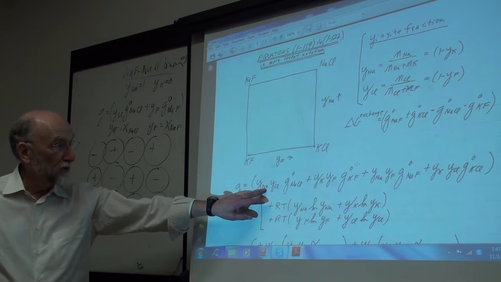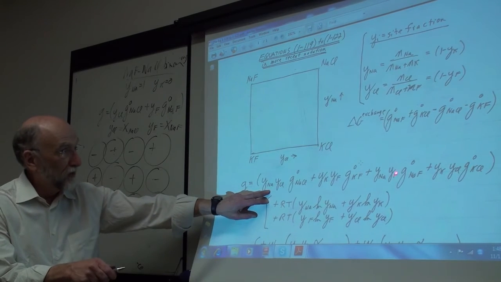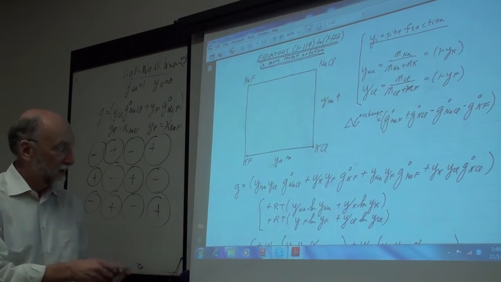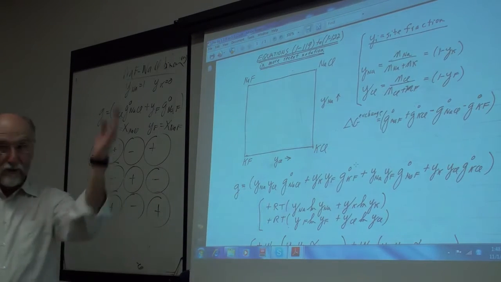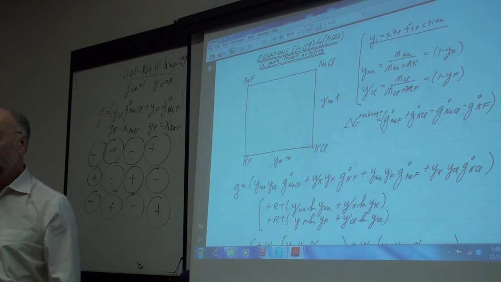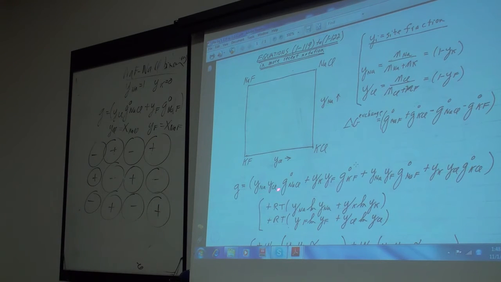Okay, this is Y sodium times chlorine plus fluorine. This is Y potassium times chlorine plus fluorine. So altogether, if you add these up, you get Y sodium plus Y potassium times Y chlorine plus Y fluorine, so 1 times 1. Okay, so this is the probability of a sodium chloride nearest neighbor multiplied by G naught sodium chloride.